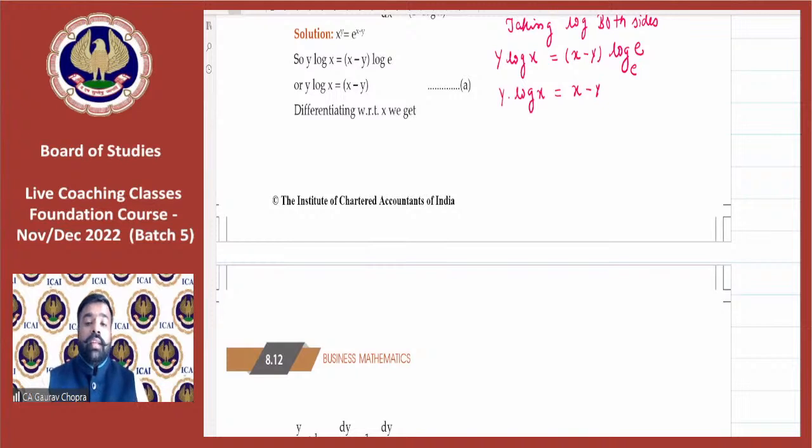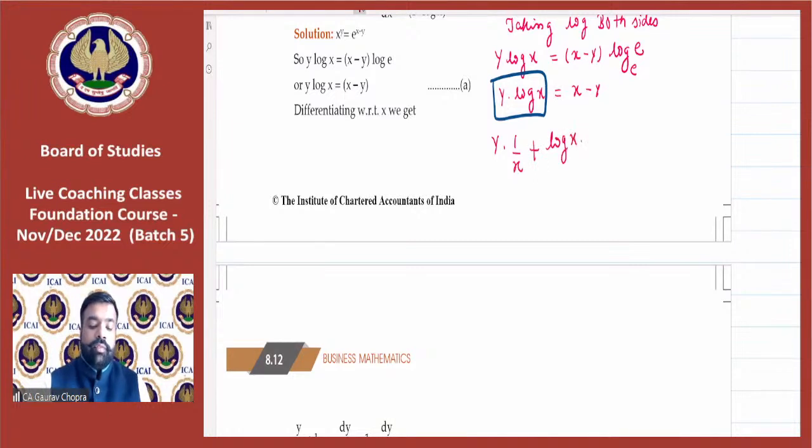Now we can start differentiation. If we see the left hand side, we have two functions, first function is y and second function is log of x. So whenever two functions are there, we have to use the UV rule, that is the product rule. So the first function y remains as it is. Derivative of the second one, log x, is 1 by x, plus.